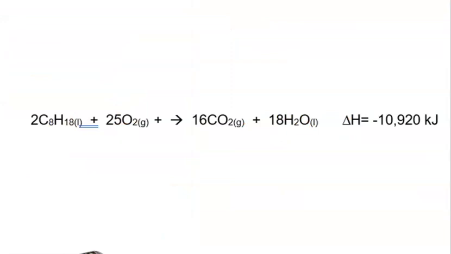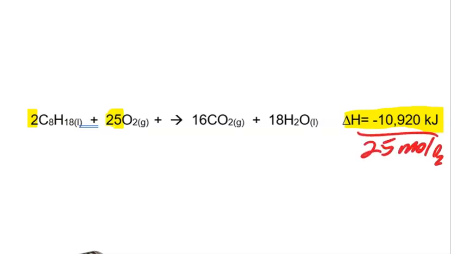Here's the combustion of octane. Oct means you have 8 carbons, and this much energy is produced or released, because it's exothermic, 10,920 kilojoules, when 2 moles of octane are used. And when 2 moles of octane are used, 25 moles of oxygen are used. So it's also per 25 moles of oxygen.